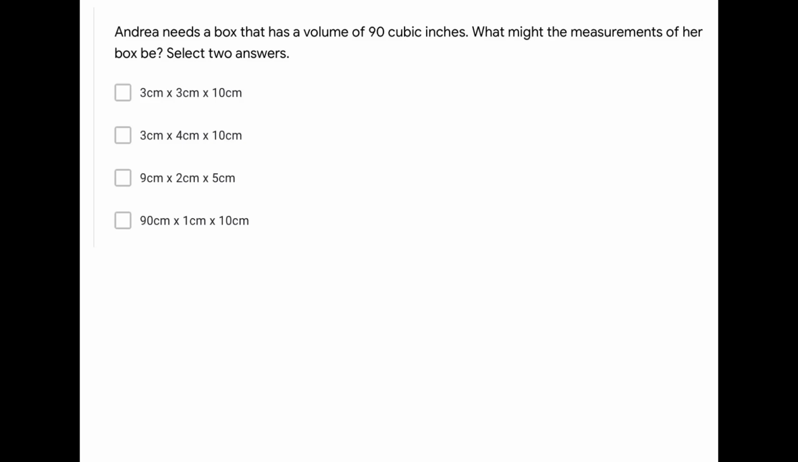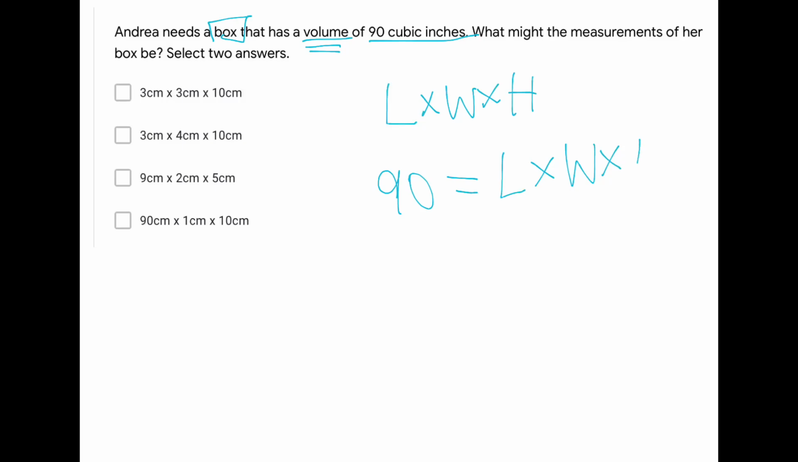Andrea needs a box that has a volume, which is a key word here, of 90 cubic inches. What might the measurements of her box be? It's a box. So box tells me that the length times the width times the height are all the same. Okay? Or they could be different. All we know is that it has to equal 90. So 90 has to equal your length times your width times your height.